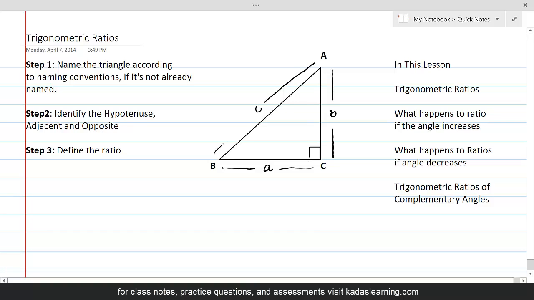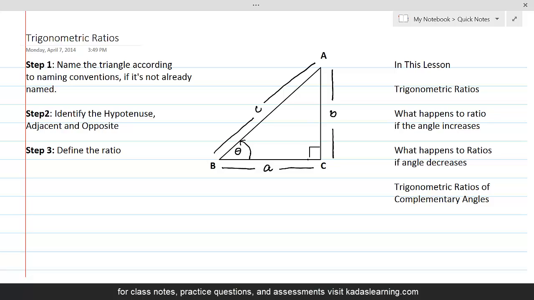Once we have named all the three sides, next thing we need to know is which angle is under consideration. If this angle B is under consideration, let's name this angle as theta. We already have named the vertices as A, B, C. Now we named all the three sides of the triangle. These are called 6 elements of the right angle triangle. So we are done with step 1.